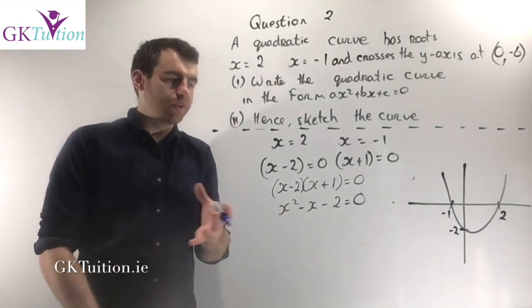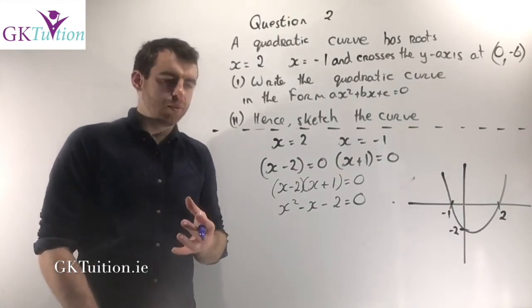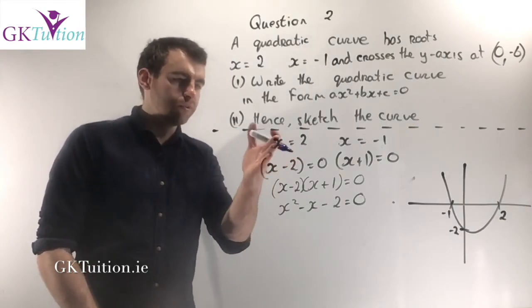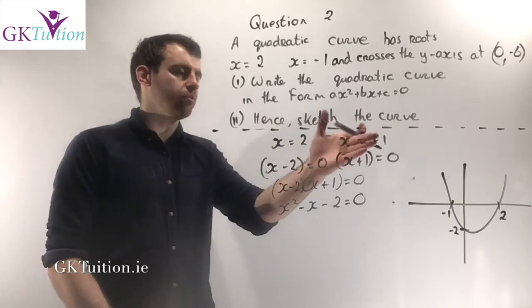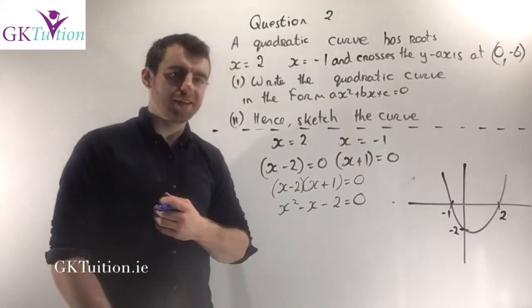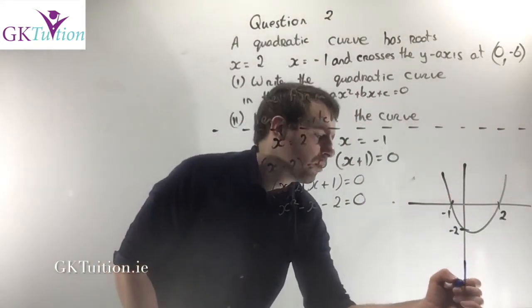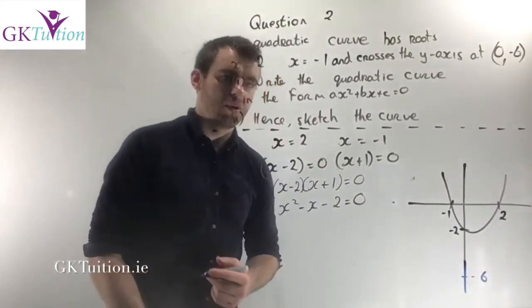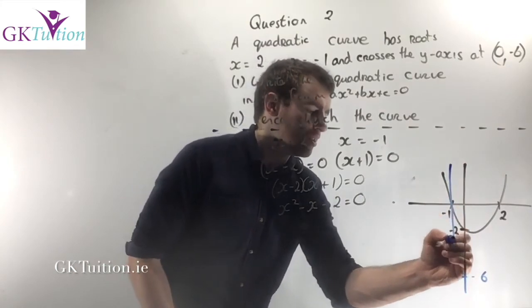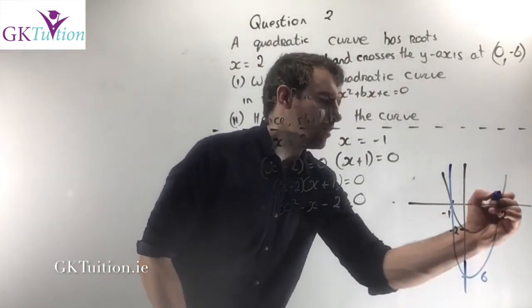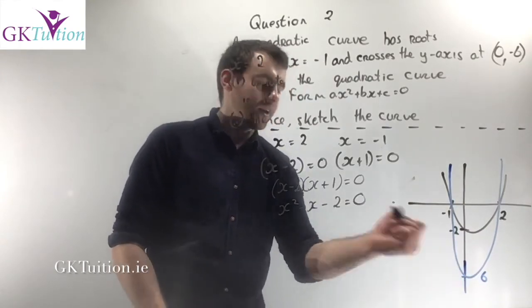So up until this point, that's all that you've really seen. However, there are an infinite number of quadratics that have roots x equals 2 and x equals minus 1. And this one has these two roots, but it crosses the y-axis at minus 6. So that means that the graph I'm actually looking for crosses the y-axis much lower down. But it crosses the x-axis at the same points, so it's much steeper. I could still sketch myself a curve that crosses at minus 1, crosses at 2, and crosses the y-axis at minus 6.